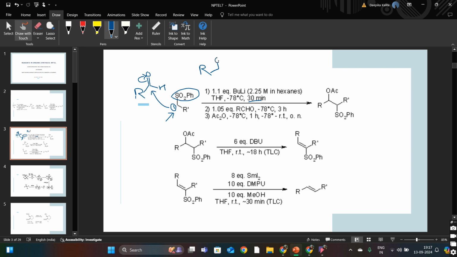This R is coming from the aldehyde, and the other R dash will stay like this, which will contain your SO2Ph substituent. So this is going to be your product in step 2. After step 2, you can see we are using acetic anhydride conditions, and in the presence of acetic anhydride, this OH is protected by an acetyl group like this. So this matches what is given as the product of step 3.